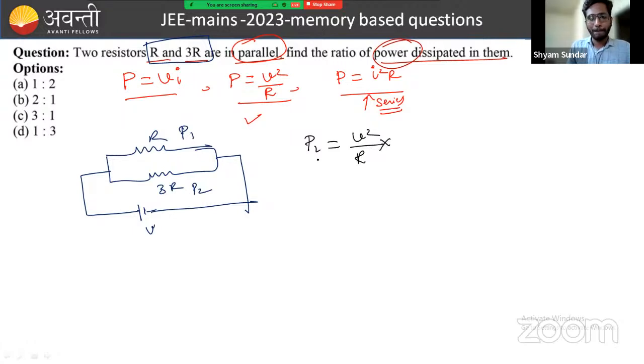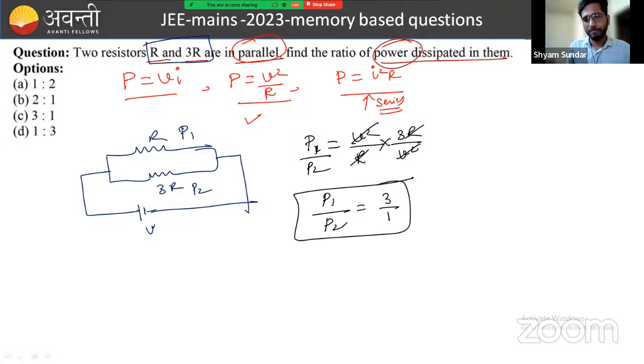Next, P1 divided by P2 means again V square by R, where R becomes the numerator and the other is 3R. Right? V square cancels, R cancels. P1 by P2 will be in the ratio of 1:3. Khel khatam. Right? Correct answer will be C.